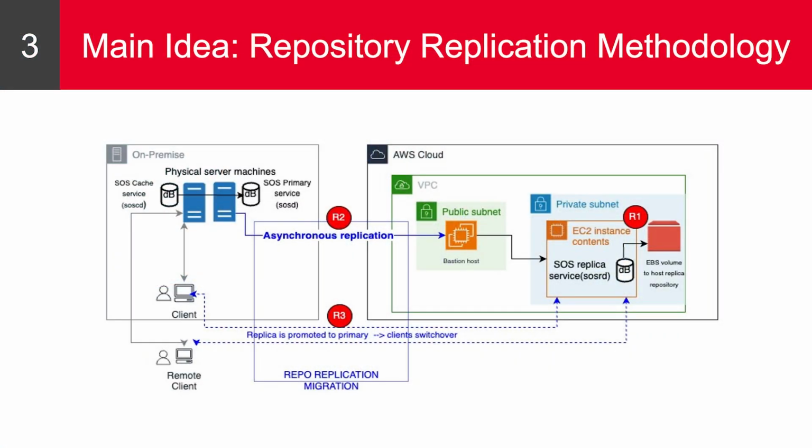And this is where we deploy the EC2 instance. This is going to be the replication server on which we deploy the replication service. And what this has is an EBS volume which will host the replication repository.